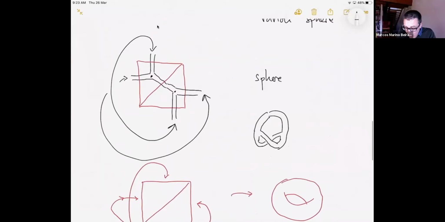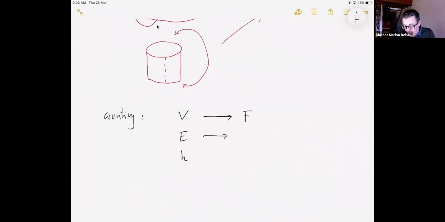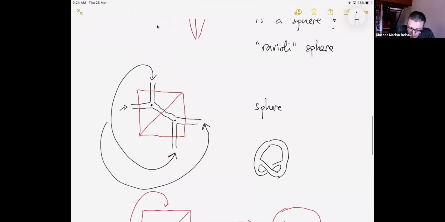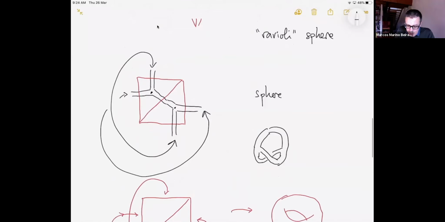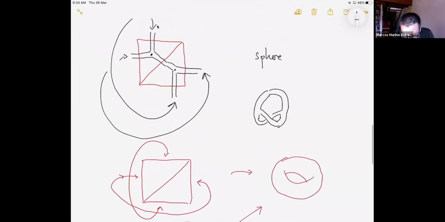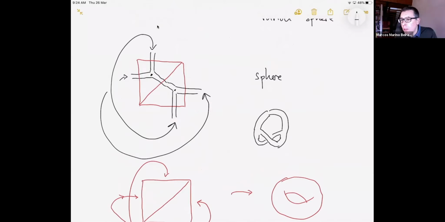Okay, edges correspond to edges. That doesn't change because each edge of the original diagram is orthogonal to a line in the dual diagram. So edges are preserved. And the interesting thing is what happens with closed lines. Now, it's very nice to see that closed lines actually encircle vertices of the dual diagram. So you see, for example, this vertex here is going to be glued to this vertex here.